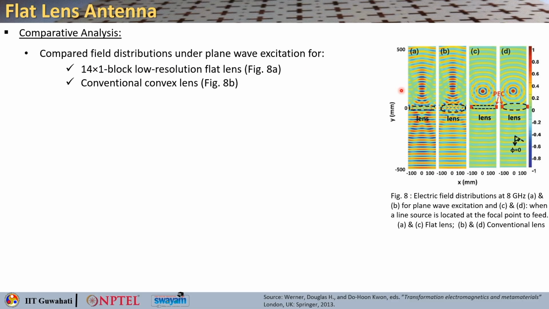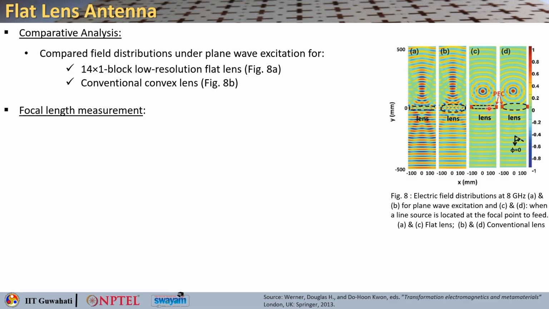So, you can compare the field distribution under plane wave excitation for the two cases. Here we again show the electric field distribution at 8 gigahertz for plane wave excitation. Here you have the conventional convex lens, and here you have a 14/1 block low resolution flat lens.